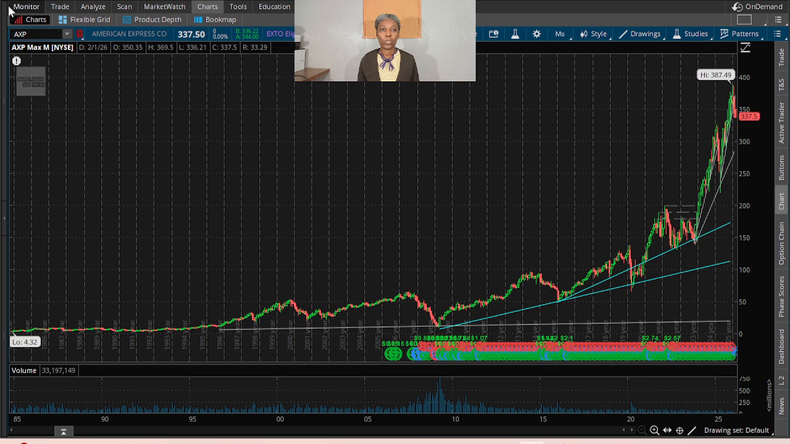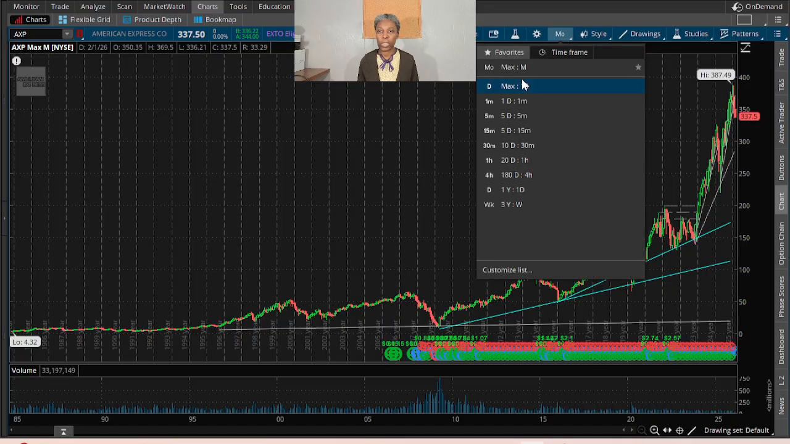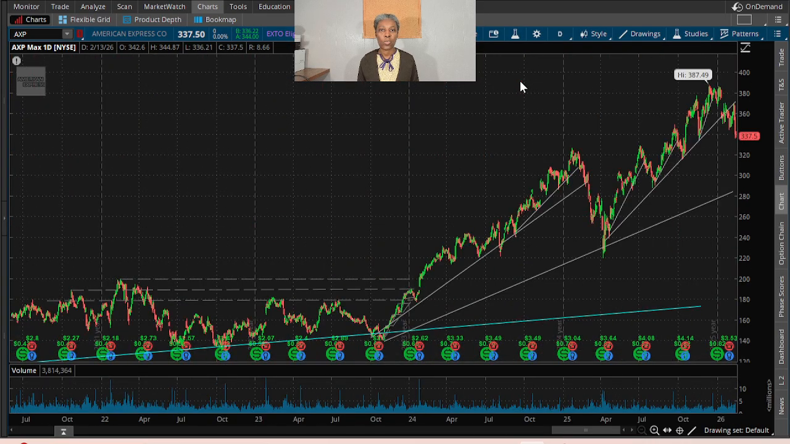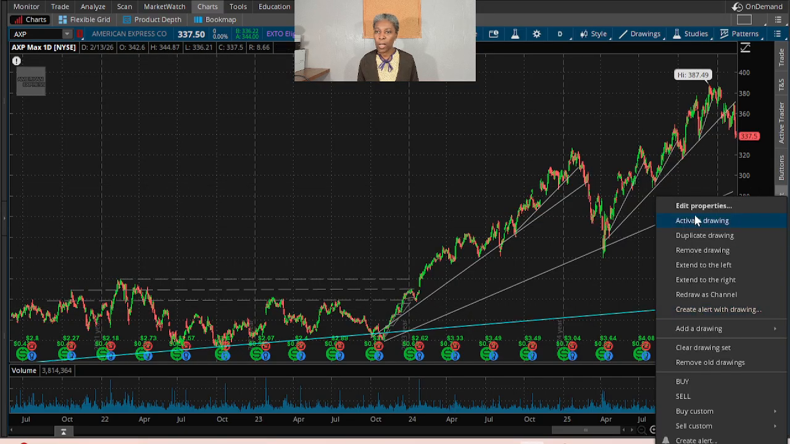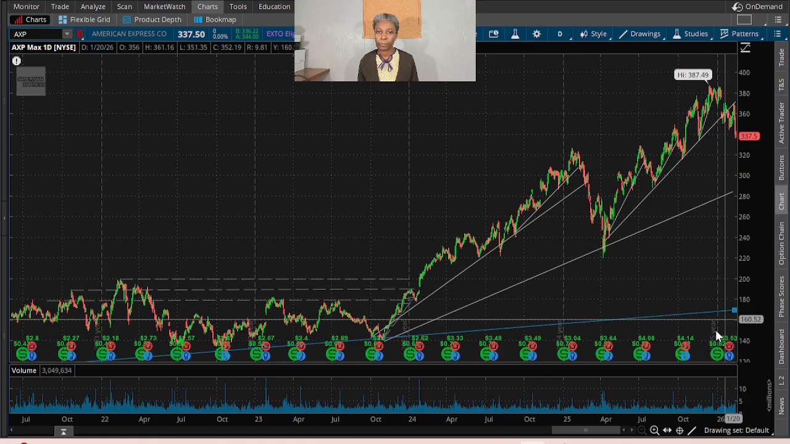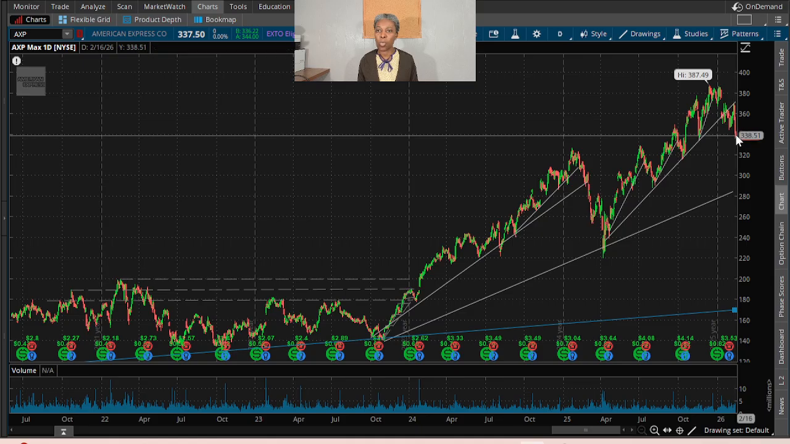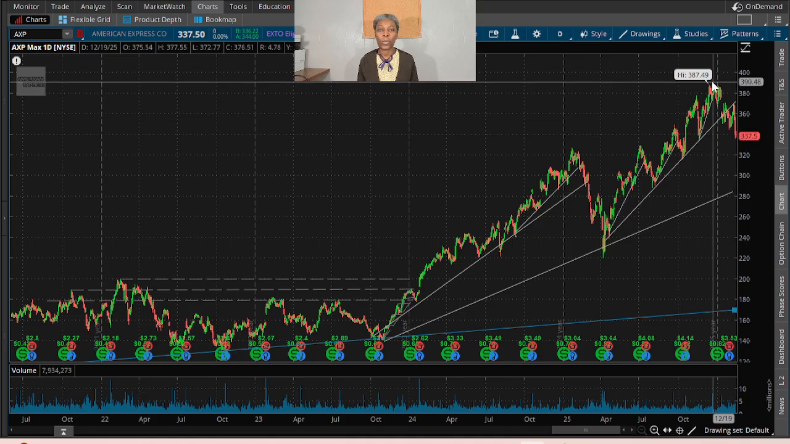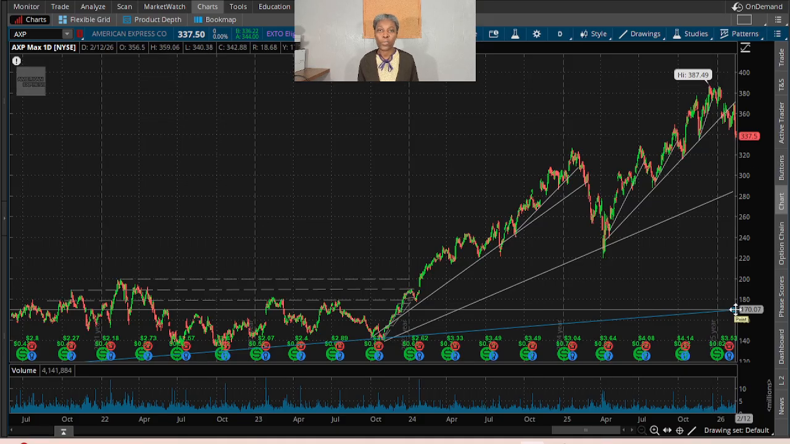So will we buy AXP today or this week? Well, going back to our maximum daily chart, we have this support line that we color code to be where we want to buy it. And right now the price is closer to the top of the mountain than it is to the valley where we want to buy. So therefore it is not a buy for us.